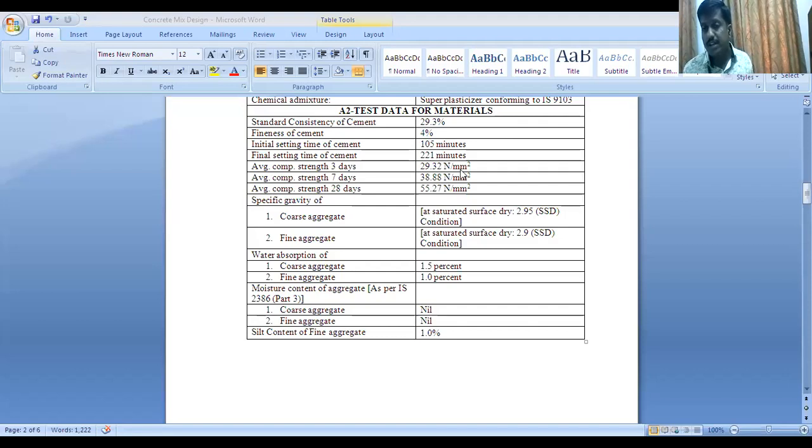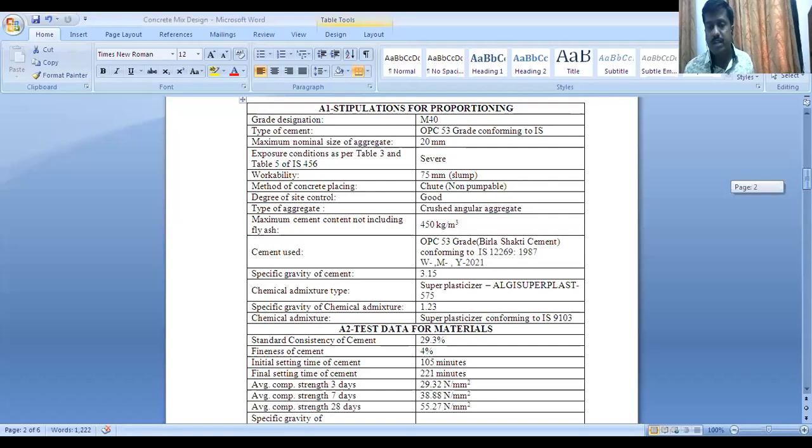आता आपल्याला टेस्ट डेटा मध्ये बघा मी काय काय गोष्टी इन्क्लूड केल्यात माझ्या कॉन्क्रीट मिक्स डिझाईन मध्ये. ठीक आहे. मी आधी ग्रेड डेझिग्नेशन लिहिलेलं आहे. This is with respect to IS 1026:2019. हा जो फॉर्मॅट तयार केलेला आहे तो. ठीक आहे. Then I am going to write the type of cement, I will write the nominal size of coarse aggregate, then exposure condition, expected workability over there, then degree of site control, type of coarse aggregate, maximum cement content, then cement used. Okay, the make of cement we call it this.